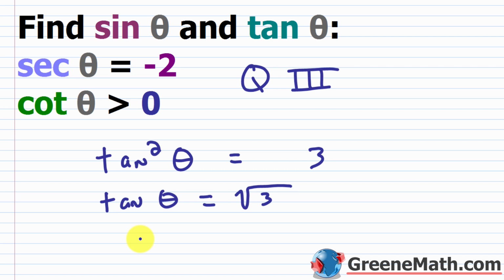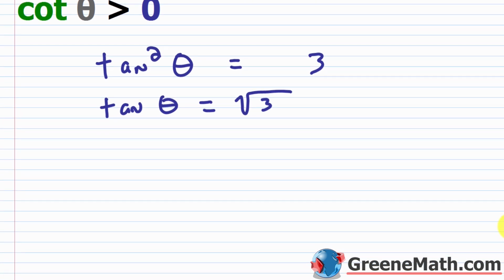So now that we know what the tangent of theta is, how can we find the sine of theta? Well, one thing we can do is flip this guy. Since the tangent of theta and the cotangent of theta are reciprocals, my cotangent of theta is just flipping this guy. Remember, if it's not displayed as a fraction, just write it over 1 and then flip it. So this is 1 over the square root of 3. We're not going to rationalize this here because this is not going to be our final answer.